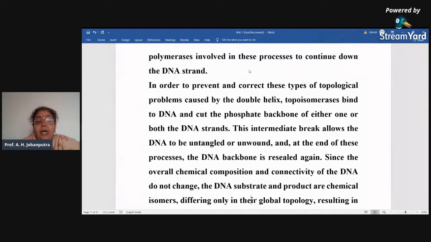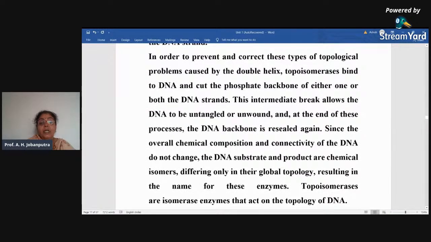This intermediate break allows the DNA to be untangled or unwound. If it is overwound, those windings will be loosened and unwinding will take place at this position. And once again, when the stress is relaxed, the DNA will be sealed with the help of ligase enzyme. Since the overall chemical composition and connectivity of DNA do not change, the DNA substrate and product are chemical isomers, differing only in their global topology.